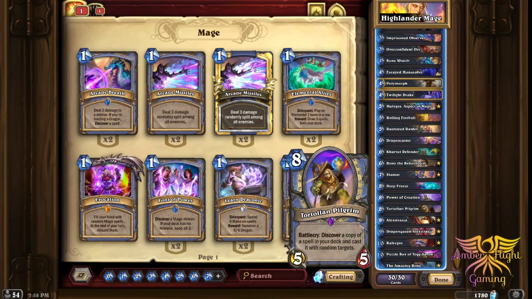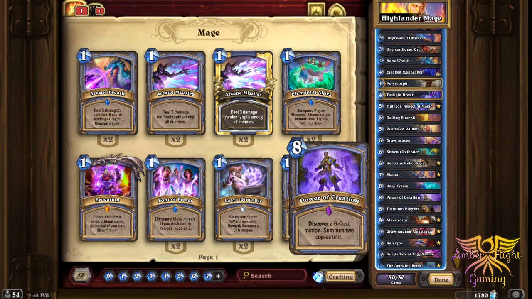Looking at how Tortollan Pilgrim functions, it's really important to know what is in your deck, how that will affect you playing this card, and what it is that you're looking to do on that turn. Are you trying to find a board freeze for your opponent's minions? Are you trying to find an AoE for your opponent's board? Is your opponent's board empty and you're hoping for something like Power of Creation to put more things on your side of the board?